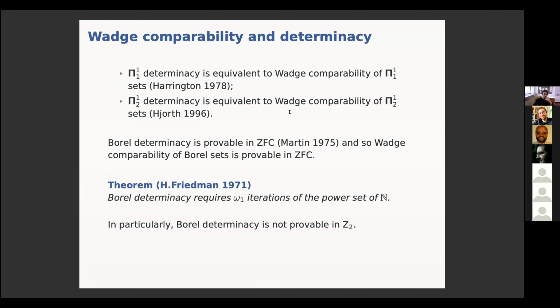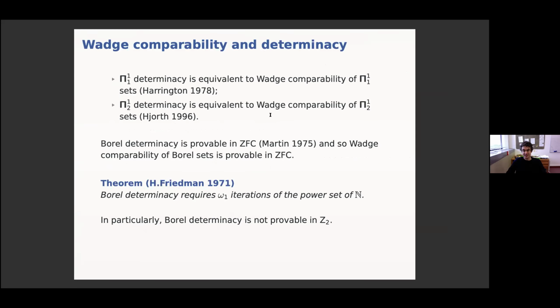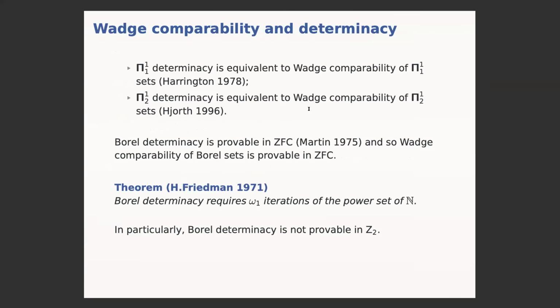What's the connection between the strength of Wadge comparability and Wadge determinacy? Well, there's some information about that. Harrington proved that Pi^1_1 determinacy is equivalent to the comparability of Pi^1_1 sets.